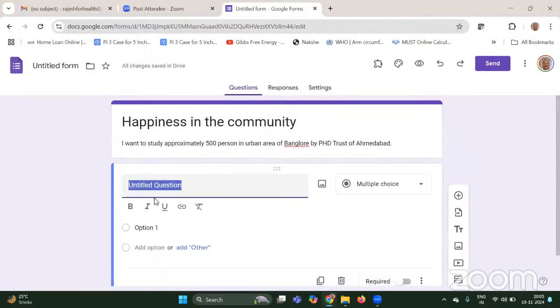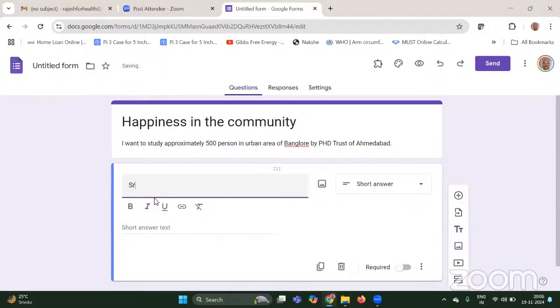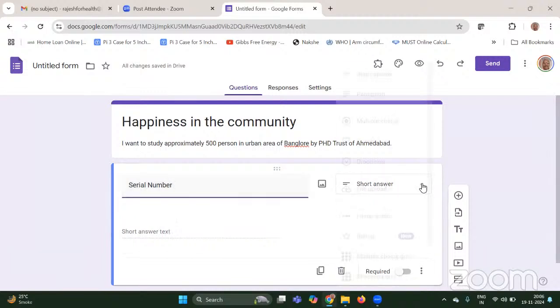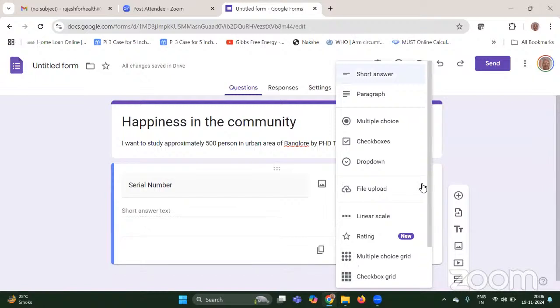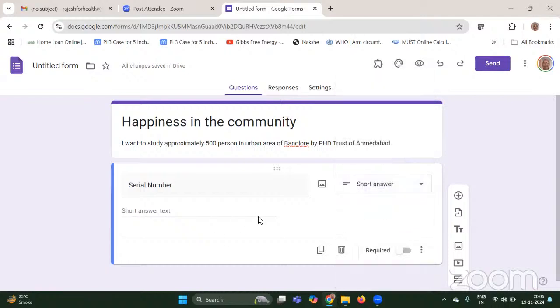Now, this is the first question. Usually, we start with the serial number, right? Serial number. We can write a full form also. But then you need to use EpiCollect. EpiCollect is an app which can be used on the mobile directly. And for the serial number, you can write it as a number, and you can also write it as a short answer, because you are not going to do data analysis based on the number.